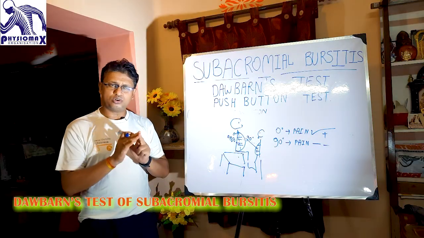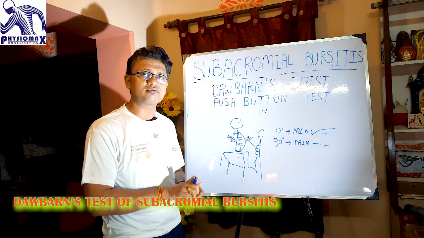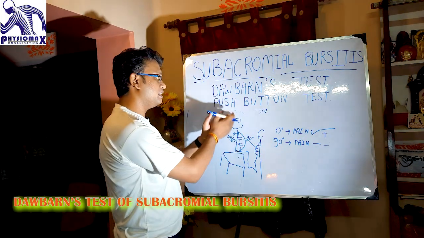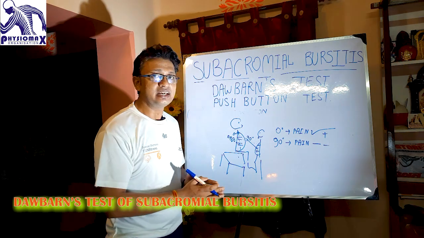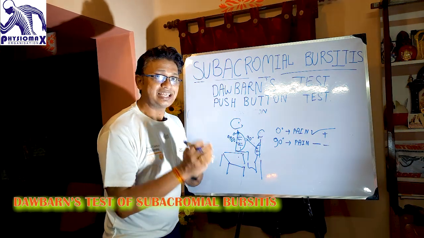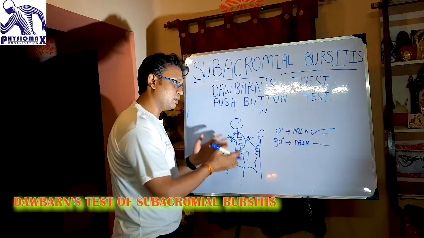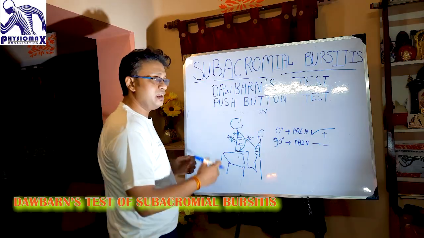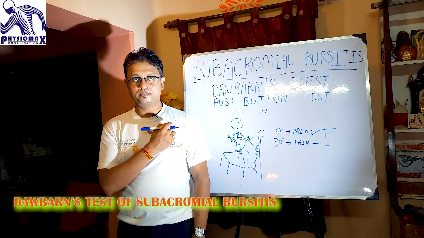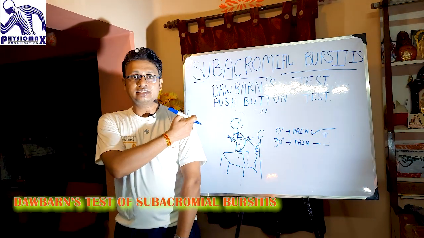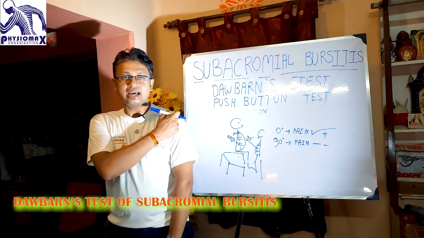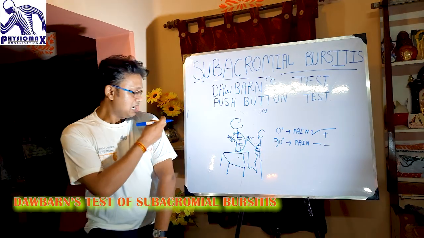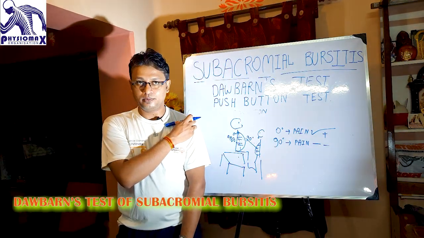So now we need to understand not only how to perform the test, but what is the rationale behind it, why this is happening. The reason why Dawbarn's test is positive when the pain is reduced at 90 degrees, we need to understand the exact pathology and the exact mechanical changes happening inside the glenohumeral joint, and that's the rationale. When the arm is at 0 degrees, the therapist will palpate exactly here at the subacromial space, there is pain, because at that point the subacromial bursa pops out.